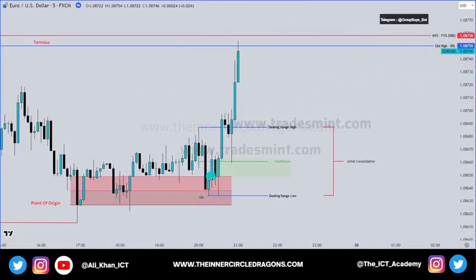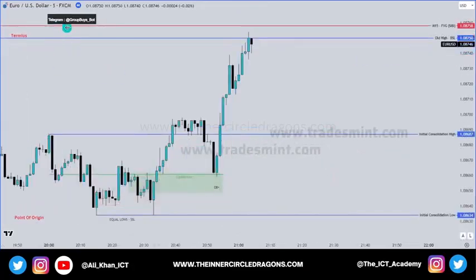At equilibrium, we find our high probability order block. After price has left the initial consolidation, we've seen an expansion higher with displacement and then a retracement back into equilibrium where we find our high probability order block. Once price has touched the order block, you can see how it's rallied higher and swept the buy stops above the old high.